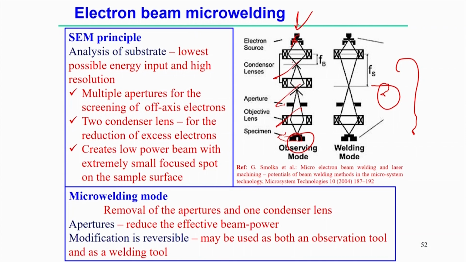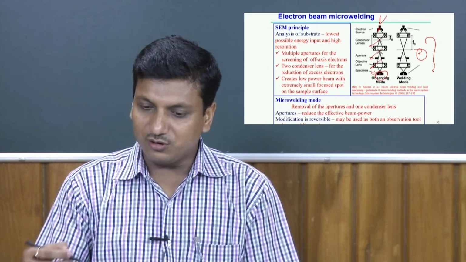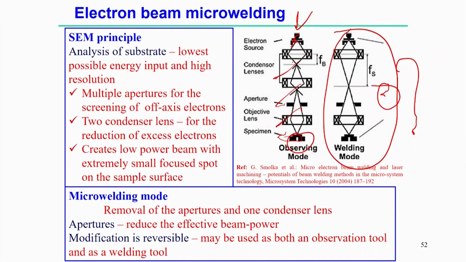The second modification is the removal of the condenser lens, so the excess electrons are not removed in this case. In this mode, the same electron beam source can be used for micro welding applications. The modification is reversible in the sense that the instrument can be used either as a scanning electron microscope or for micro welding, and that type of instrument is available in the market.